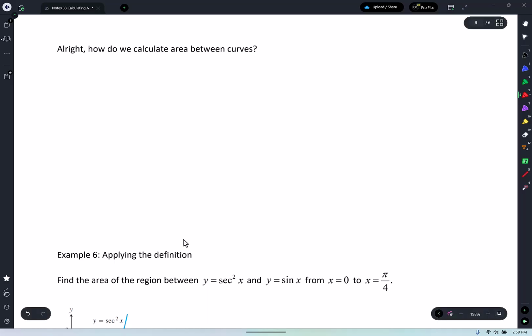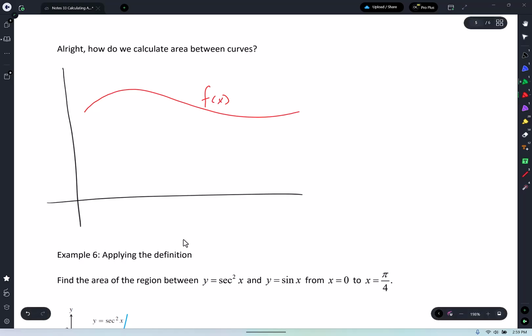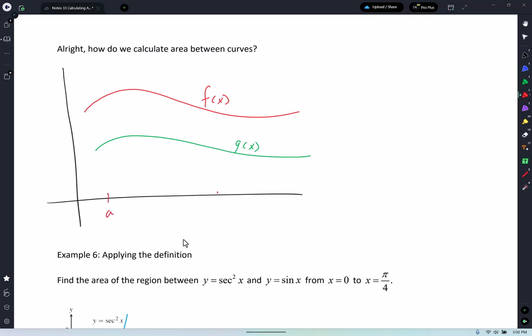Okay. Check it out, guys. I have a grid. Don't worry. You guys are not going to suffer. I have a grid. I have a graph. I'm going to call it f of x. And I have a graph below it. And I'm going to call that g of x. I'm going to say here's A and here's B. And I'm going to draw this.